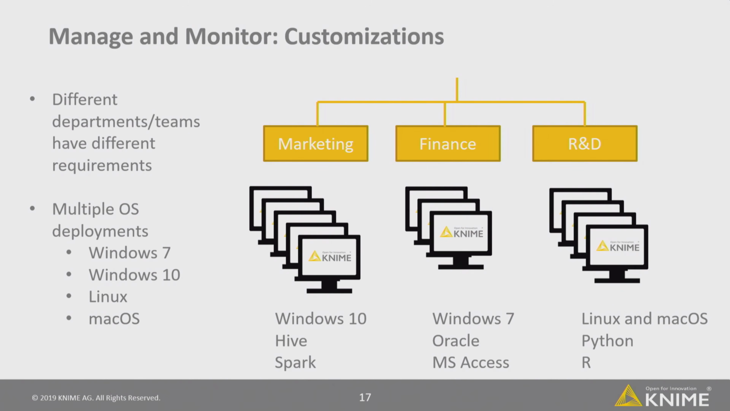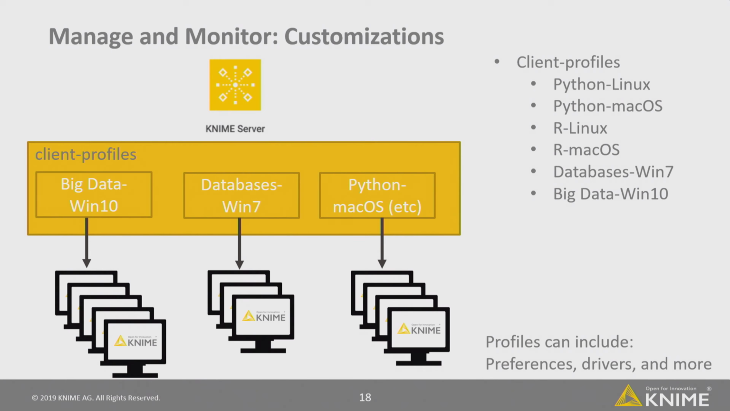Okay, so thinking about this, you're going to have multiple groups within your user space. Different departments, each department may have different needs. For example, here we're saying the marketing group has Windows 10, they use Hive, they use Spark. The finance group, though, uses Windows 7. They use Oracle and Microsoft Access. And then the R&D team, they use Linux and Mac OS, and they use Python and R. So very different requirements from all these different groups. So how would we handle that?